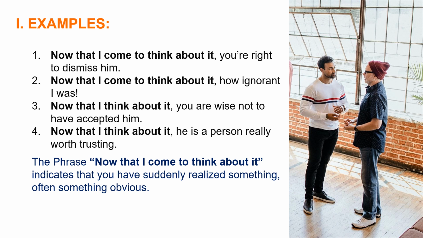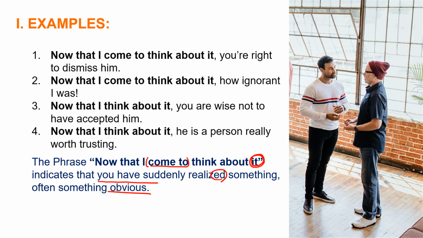The phrase, "now that I come to think about it," indicates that you have suddenly realized something, and often something obvious. One more time. The phrase, "now that I come to think about it," or "now that I think about it," you can just put in parentheses. It is an incident. Now that I come to think about the incident, the happening, it indicates that you have suddenly realized something, and then usually something obvious. Let's go to number one.